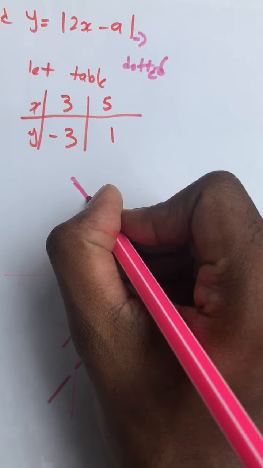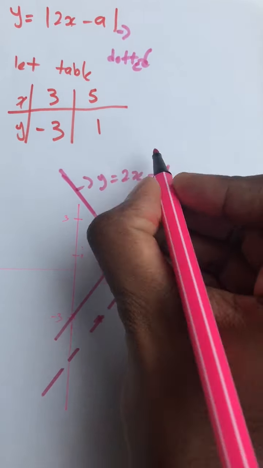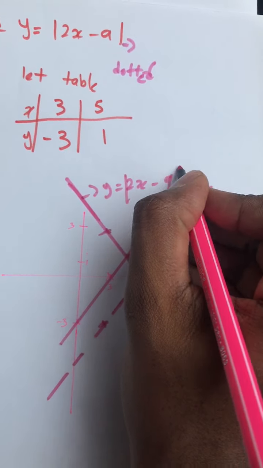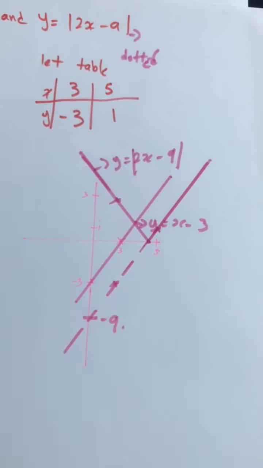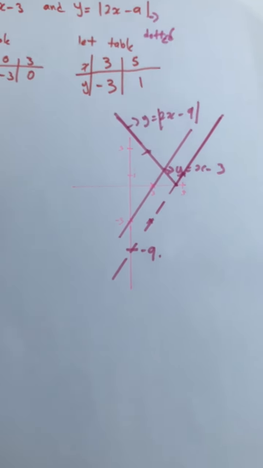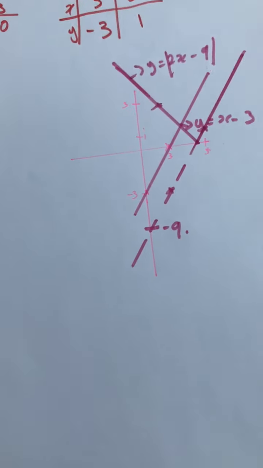So I'm going to label this graph y equals 2x minus 9. So this intercept should be 9. Here should be negative 9. So that's how you do this question. Okay, so without further ado, I'll straight away proceed with the next question.